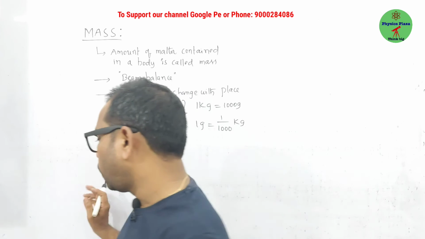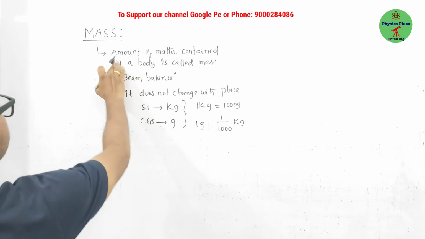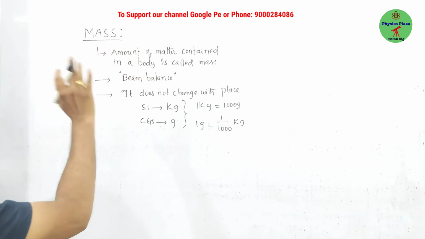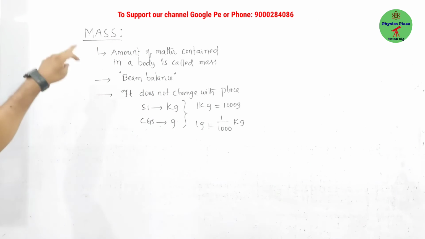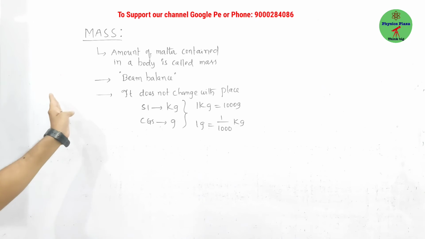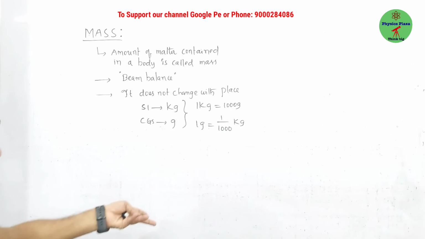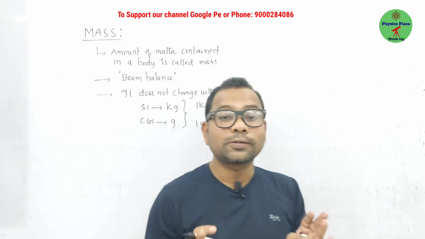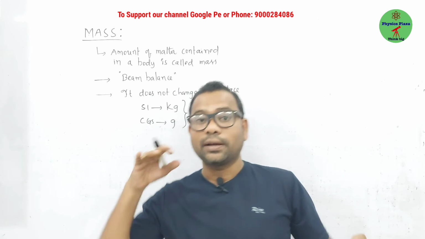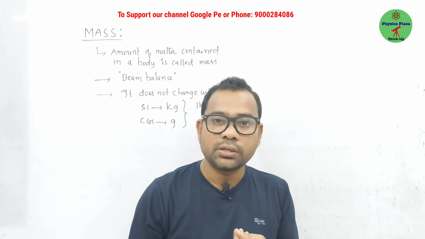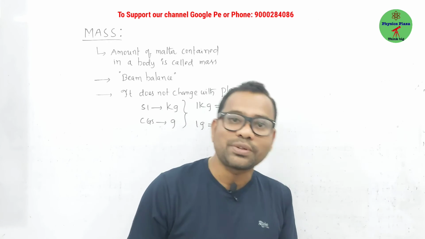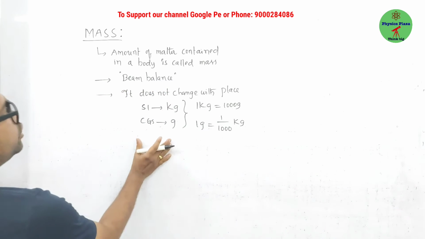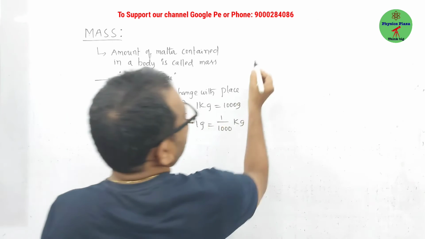So this is all about the mass. I repeat once again, look here. What is mass? The amount of matter contained in a body is called mass. It is measured with a beam balance. It does not change with the place, and it doesn't change with time also. Even force cannot change the mass. If force is acting on a body, its shape may change, volume may change, position may change, and direction may change, but not mass. Force cannot change the mass. Very important. And these are the units. Okay, fine. Now let us talk about the weight.